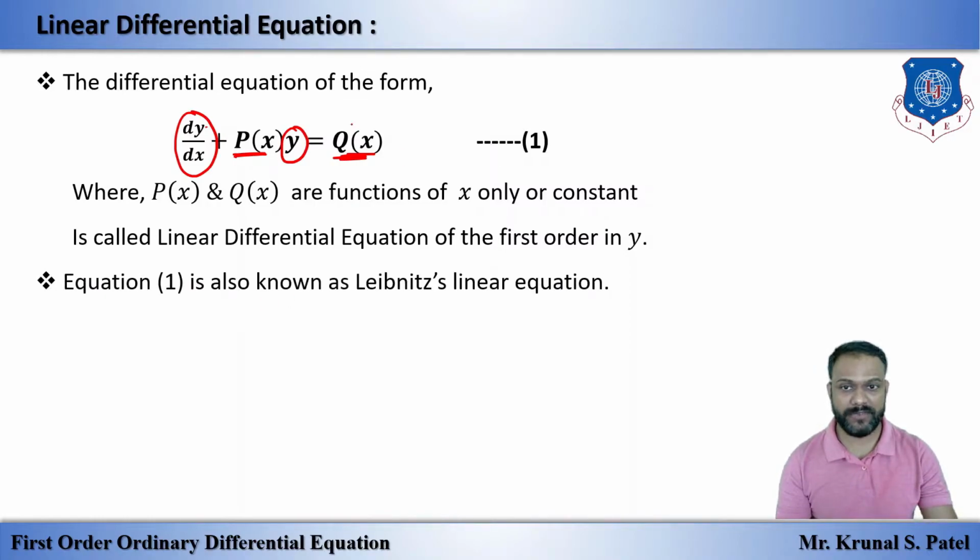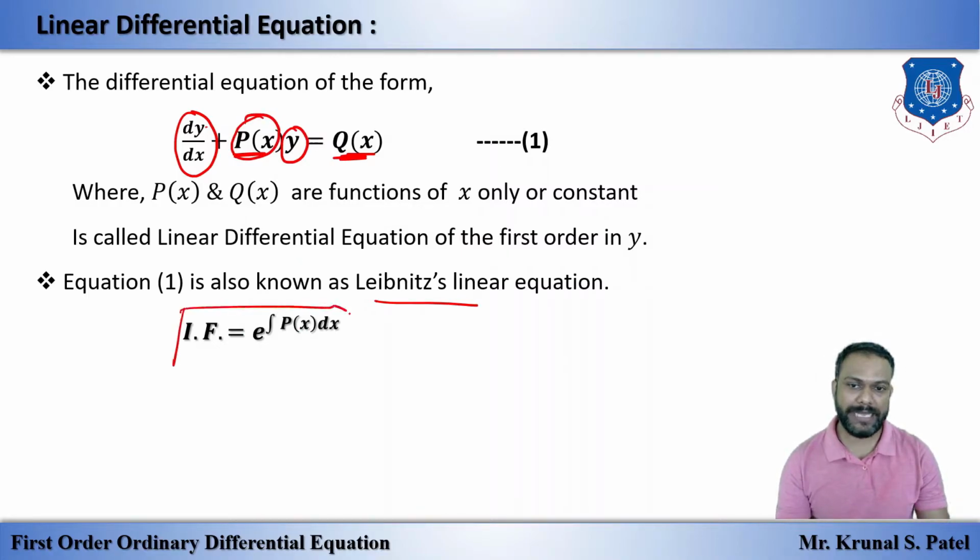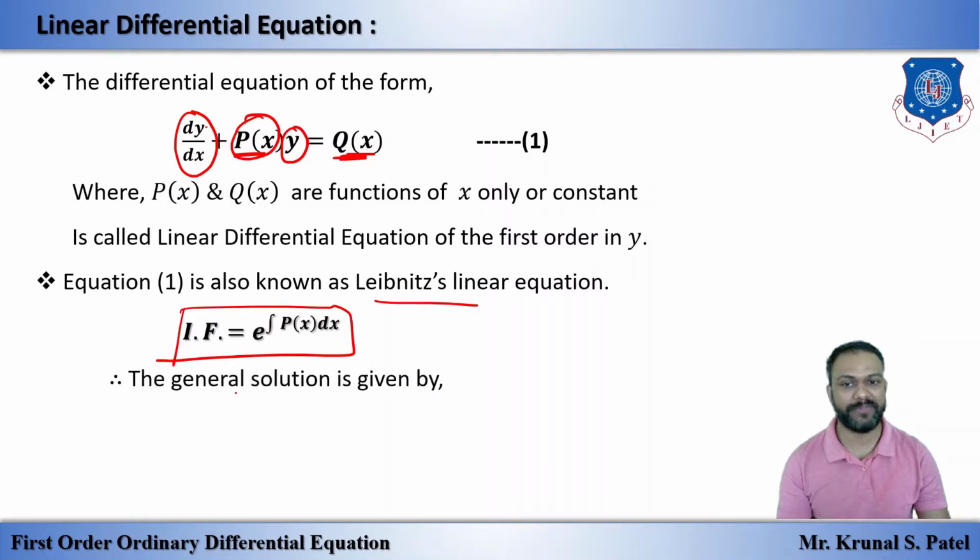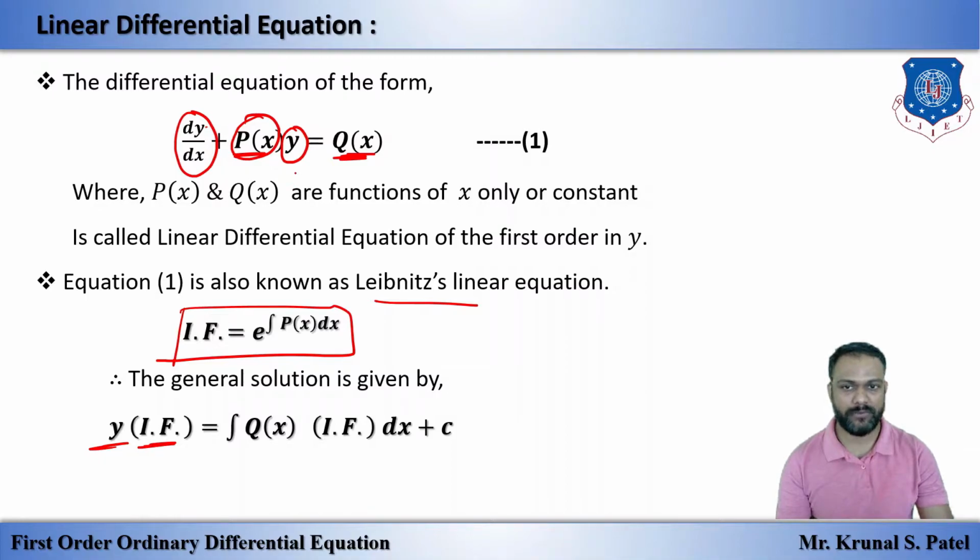Then we can find the IF. This equation 1 is also known as the Leibniz linear equation, and the IF is given by e raised to integration p of x dx. After finding the IF, the solution is given by y into IF is equal to integration of q of x into IF dx, with respect to x, plus c.